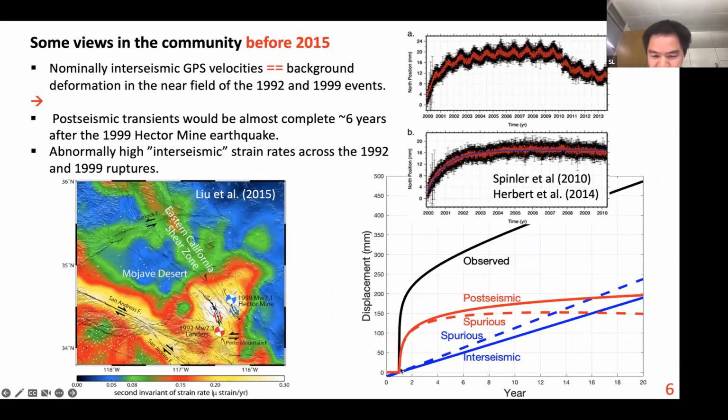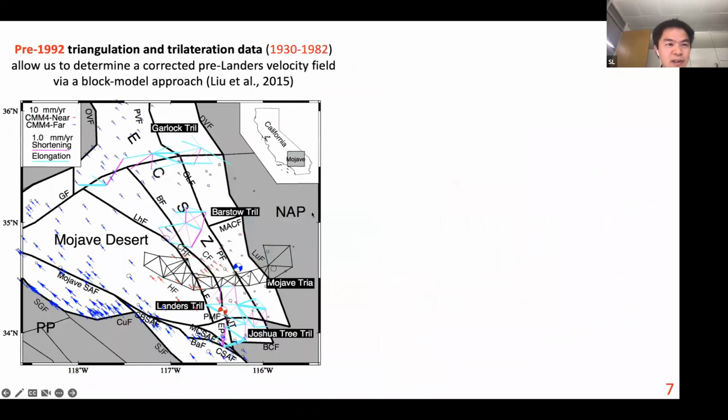The key is that we need to have pre-earthquake data good enough to constrain the pre-earthquake deformation field. So we use the pre-Landers triangulation and trilateration data to constrain the near field deformation of the Landers and Hector Mine earthquakes. You see these networks here. And we use the far field GPS to constrain the far field deformation.